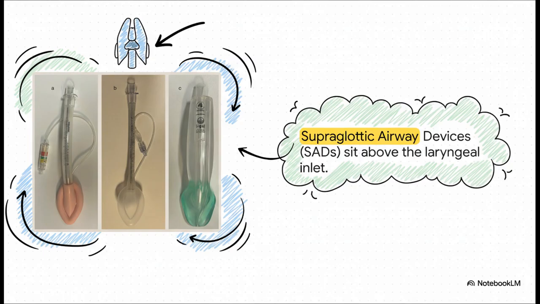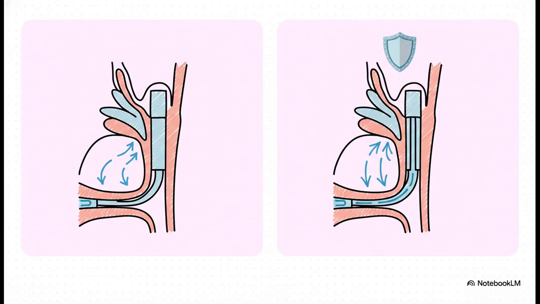Some, like a classic LMA, have an inflatable cuff you fill with air. Others, like the i-gel you see there, use this really cool thermoplastic gel that molds to the airway as it warms up. For your exam, this is a big one, the difference between first and second generation devices. And honestly, the absolute game changer for second-gen SADs is the gastric drainage channel. It's a separate tube that allows any stomach contents that come up to bypass the airway completely. It's a huge, huge safety improvement against aspiration.